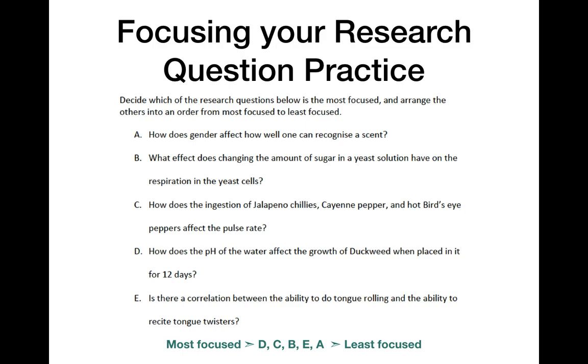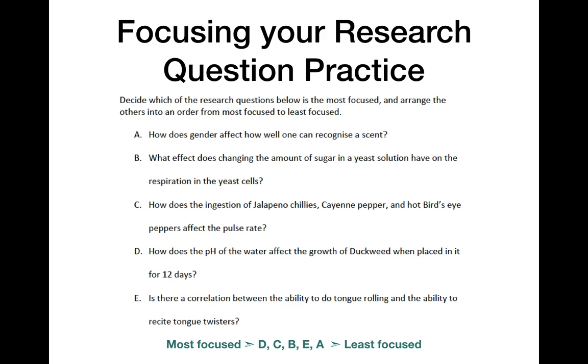The next one is B, and B and C are almost similar levels of focus. What effect does changing the amount of sugar in a yeast solution have on the respiration in the yeast cells? So how will you measure respiration? Are you measuring with CO2 production? Are you measuring it with O2 being taken in? What range of sugar are you putting in? What species of yeast are you going to use? All these kinds of things, and what concentration of solution you're going to use.